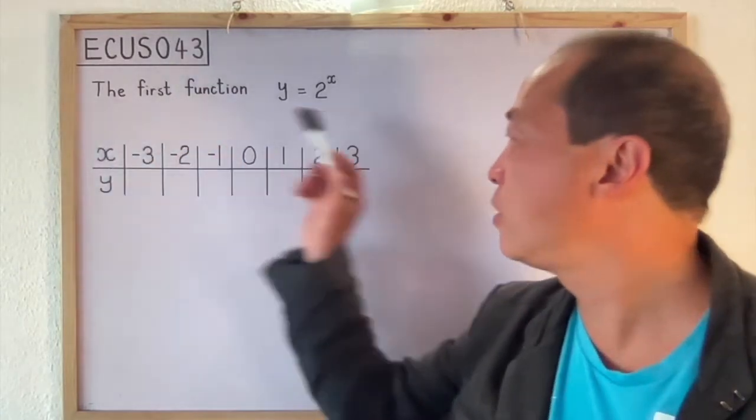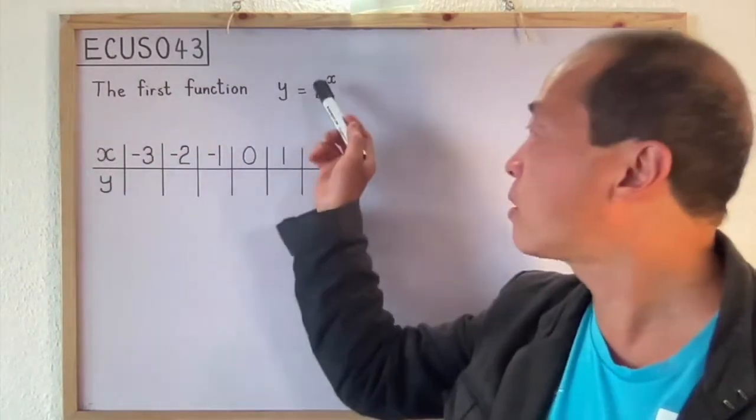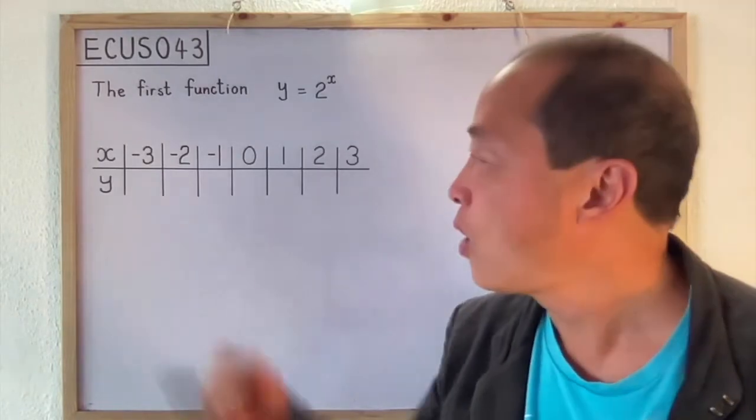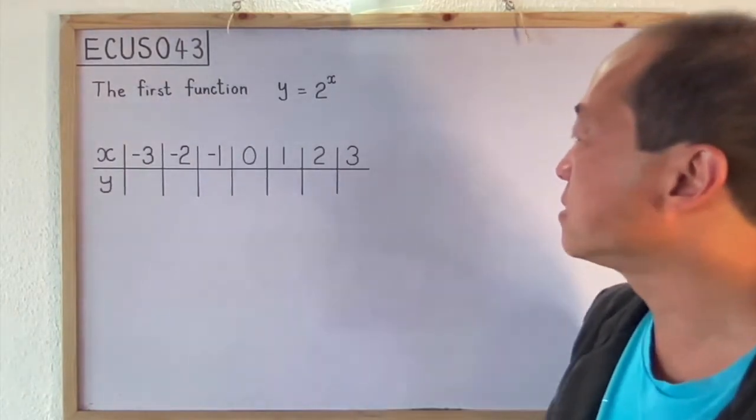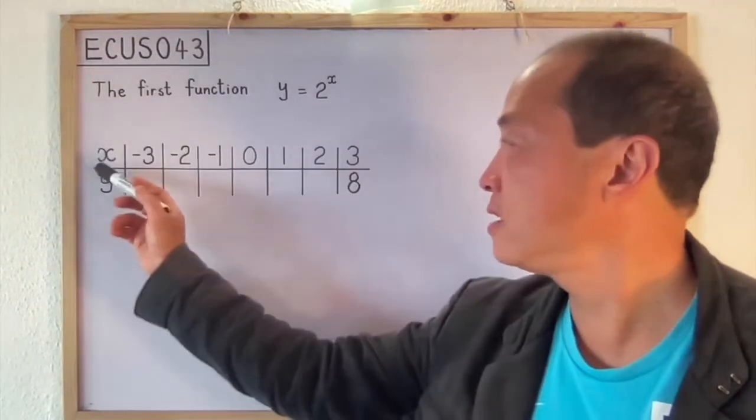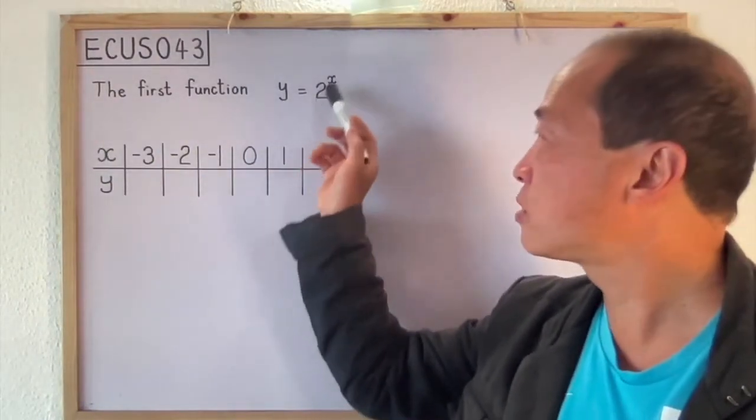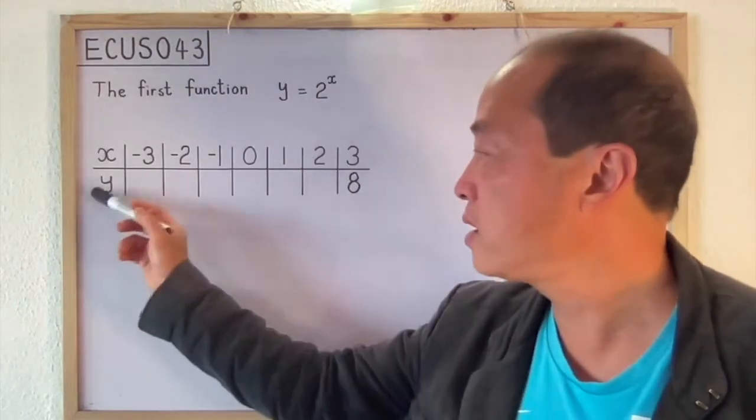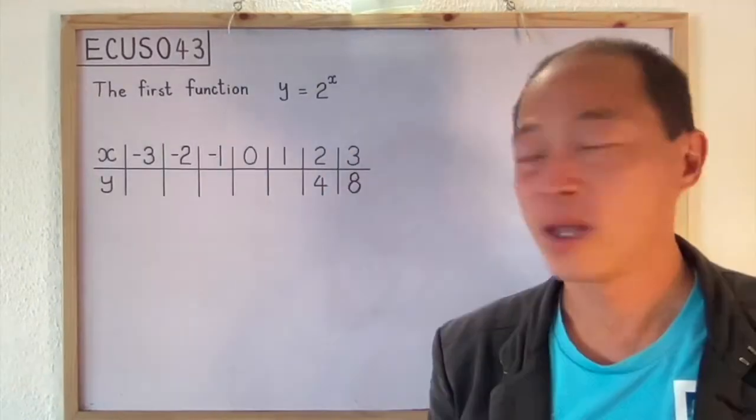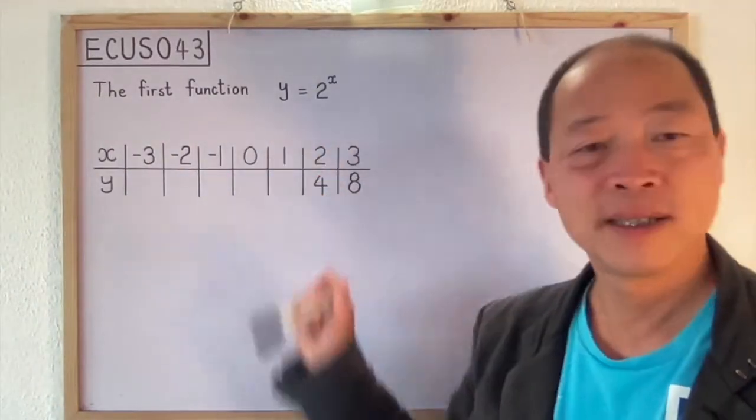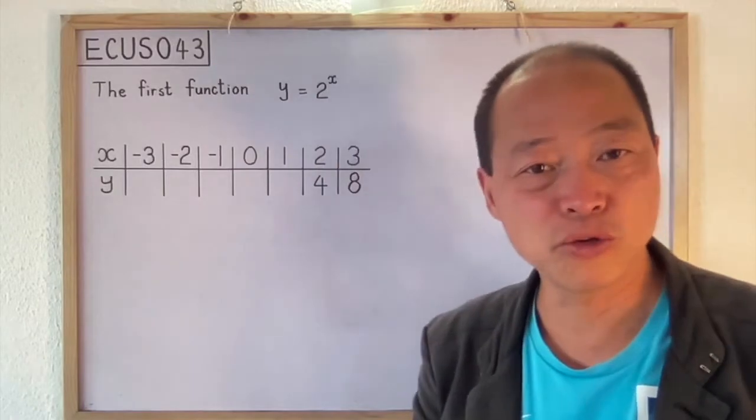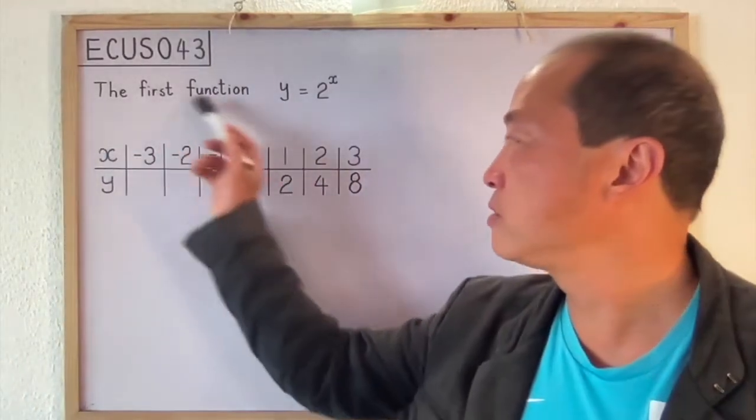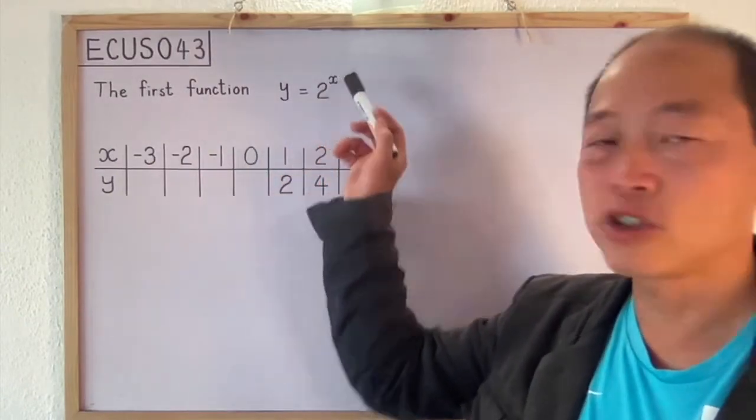When x equals 3, 2 to the power 3 is 2 times 2 times 2. It is 8. Y equals 8. When x equals 2, 2 to the power 2 is 2 times 2. It is 4. Y equals 4. When x equals 1, 2 to the power 1 is 2. Y equals 2. When x equals 0, we need to work out 2 to the power 0.